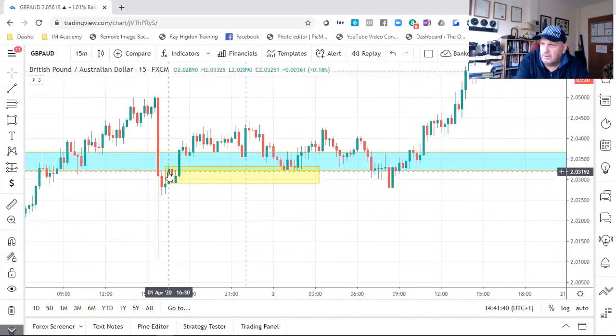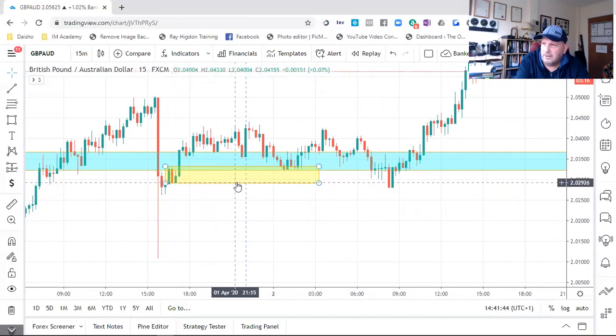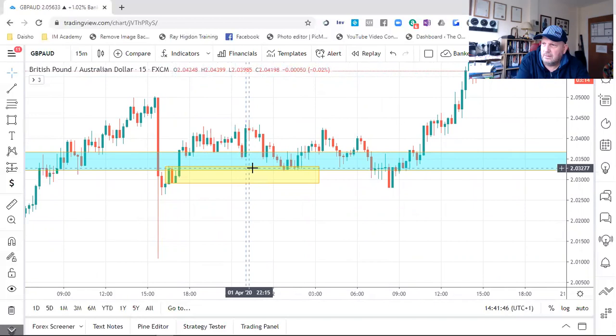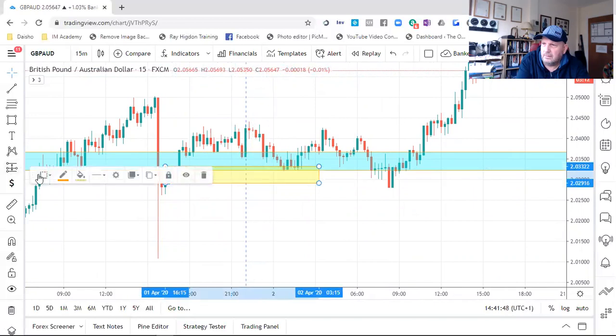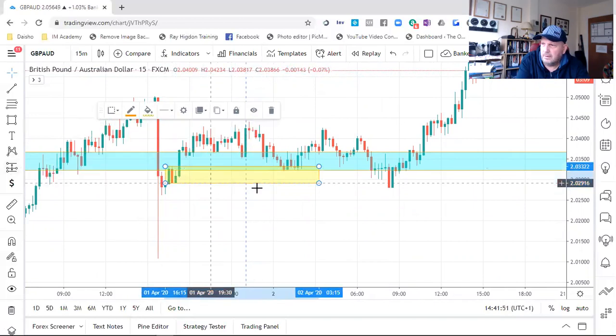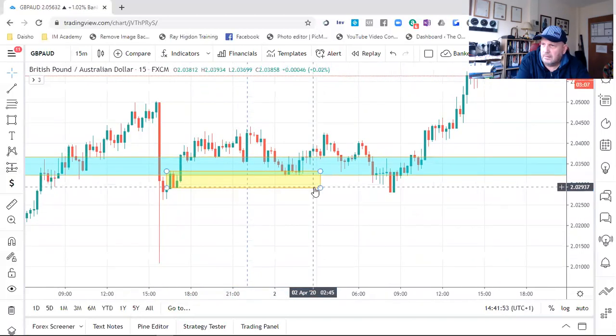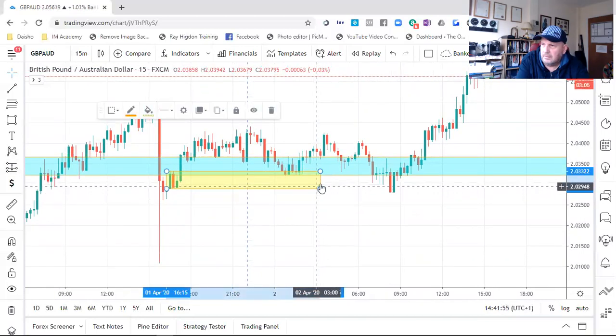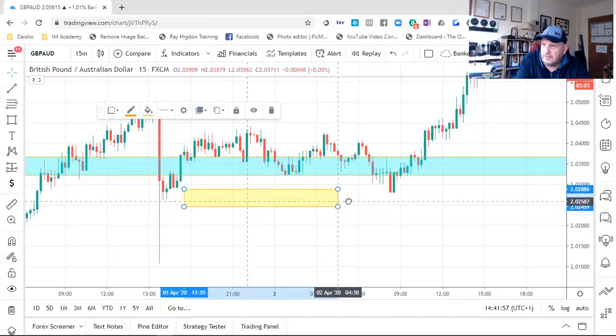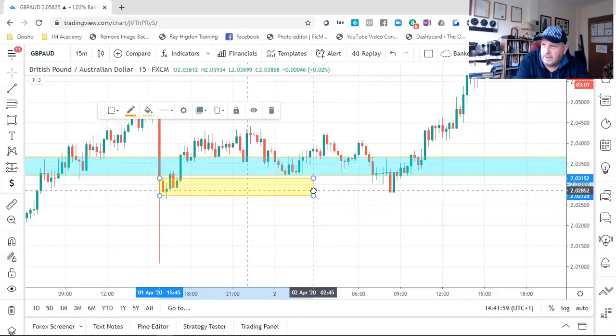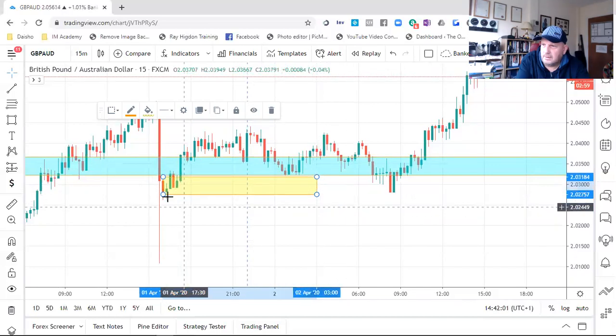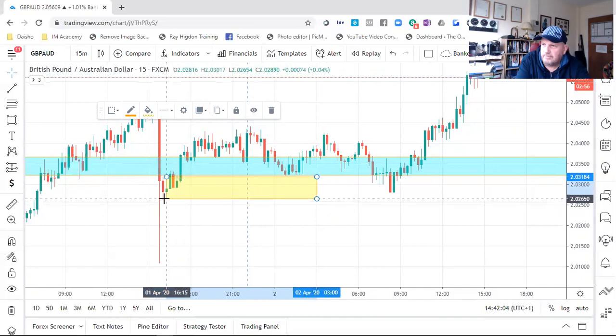What I should have done, I concentrated on this candle, this order block candle here, when really I should maybe have concentrated on the one behind, because on the buy, we can't always get it right, but by analysing it, I'll know the next time.